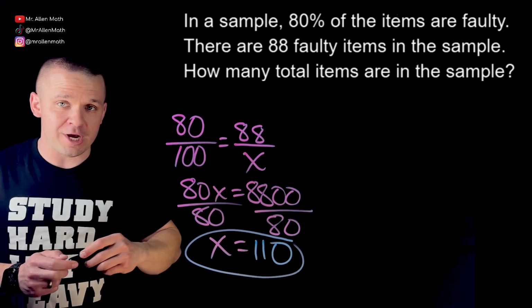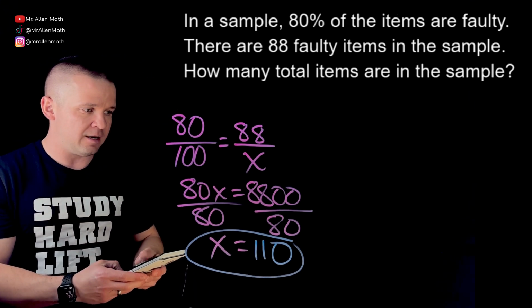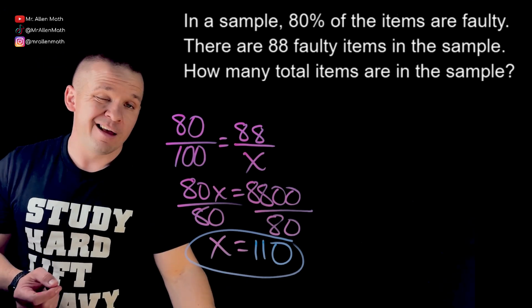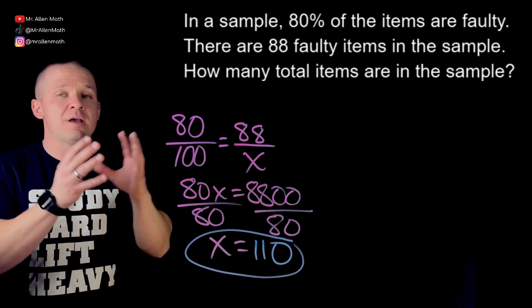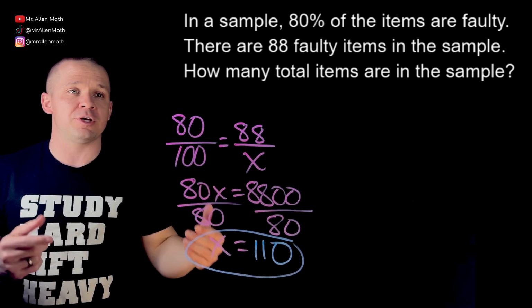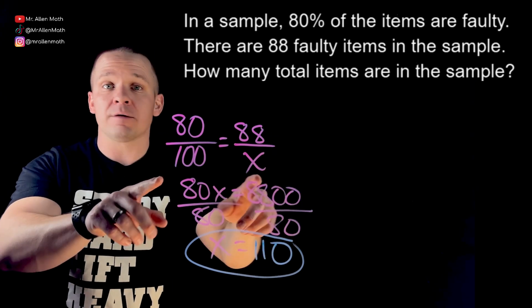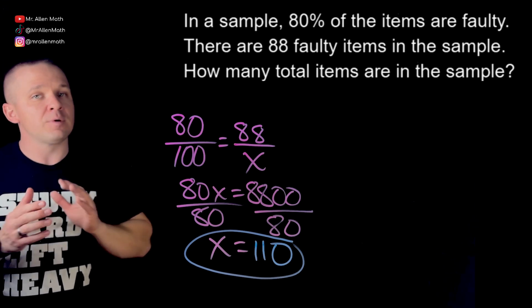And you can even check it if you want to make sure that this makes sense. If I did 88 divided by 110, I should get 80%, 0.8, right? There we go. So I prefer proportions whenever I have these comparison statements. It helps me set that stuff up. Just make sure that your numerators agree: faulty items, total items, total items. So numerators agree with denominators. Last problem coming right up.